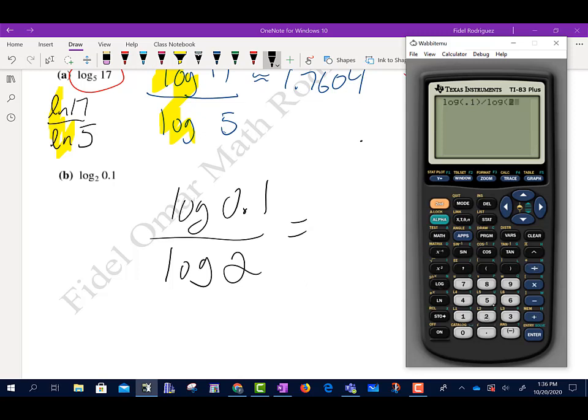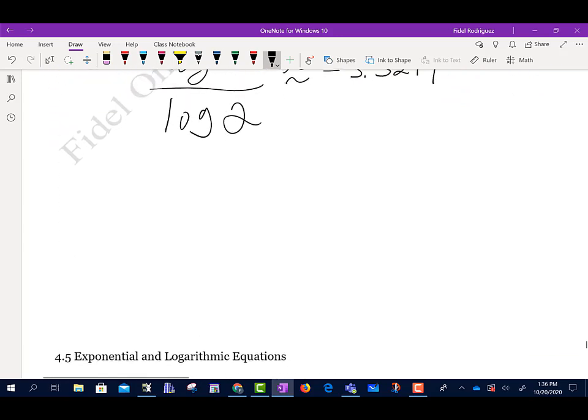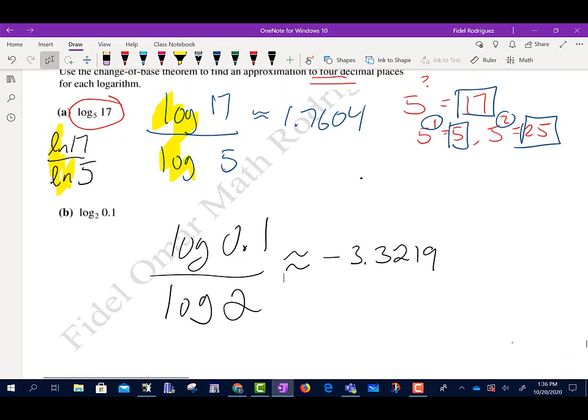So guys, when I'm saying it doesn't matter which one I use, it doesn't, but I have to be consistent. So if I use log on the top, I've got to use log on the bottom. If I use ln on the top, I've got to use ln on the bottom. Okay, I can't mix and match. Let's see, and I'm coming up with a negative 3.3219. And again, I want to emphasize that this is an approximation. There's our approximation, okay? And that was section 4.4, short and sweet.